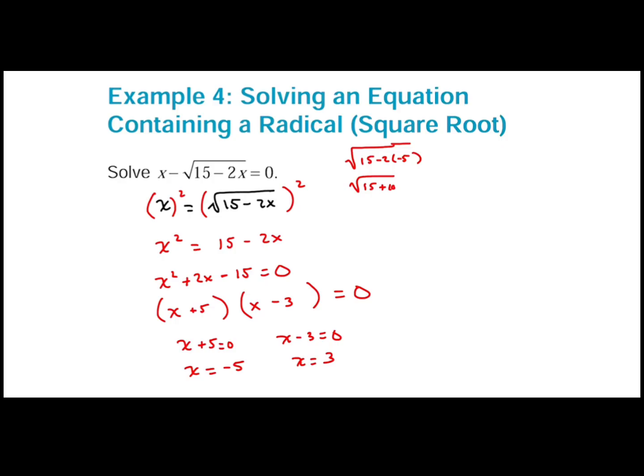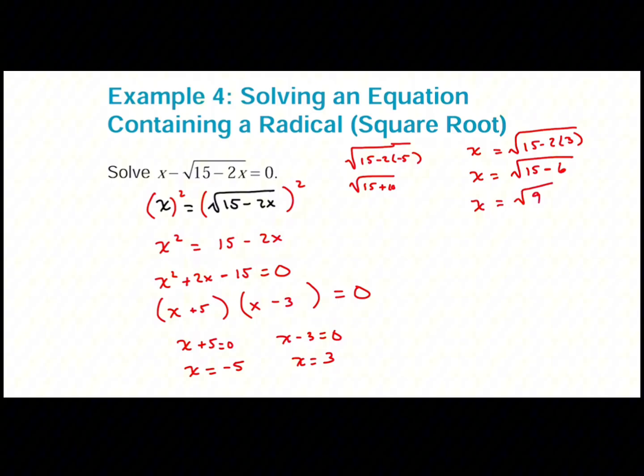So now let's look at something. Let's see if both solutions are actually true. If I got x is equal to the square root of 15 minus 2 times 3, I'm going to have x is equal to the square root of 15 minus 6. So x is equal to the square root of 9, which equals 3, which we said x is equal to 3.